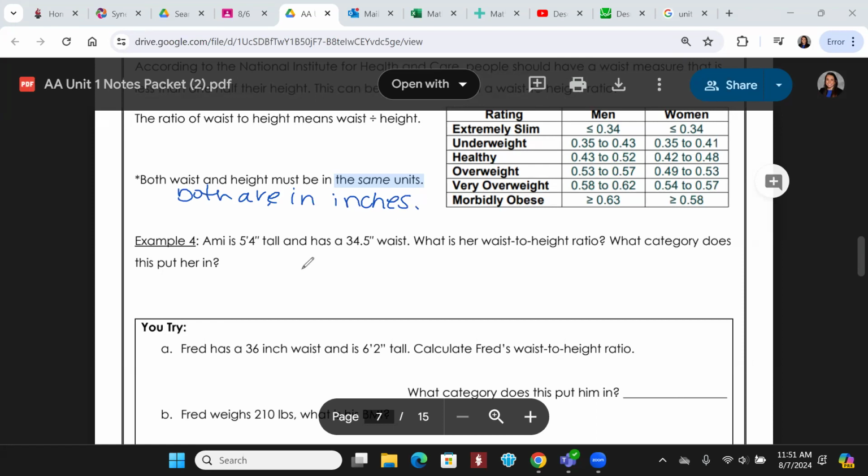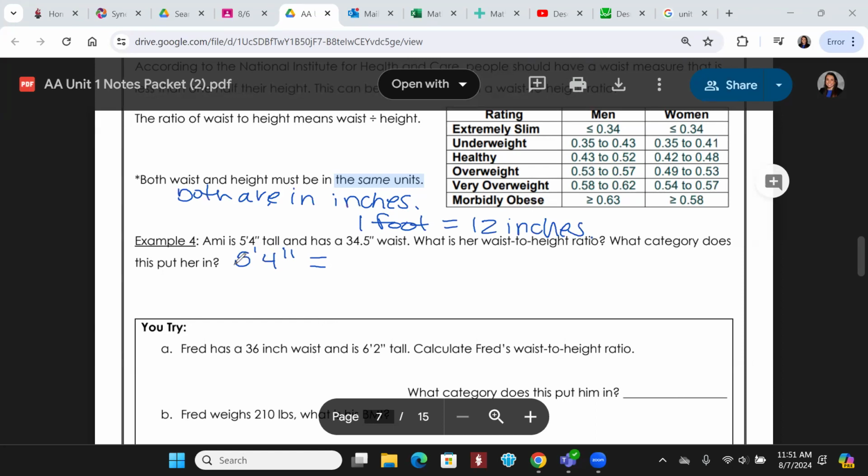All right. So right here we have 5'4". This means 5 feet 4 inches, right? How many inches are in 1 foot? 12. So 1 foot equals 12 inches. You got to have that memorized.